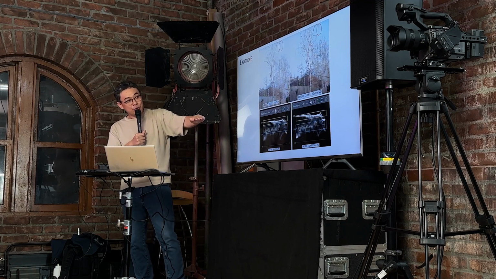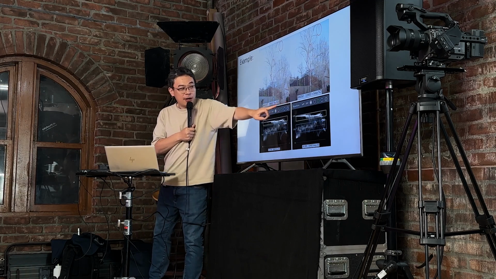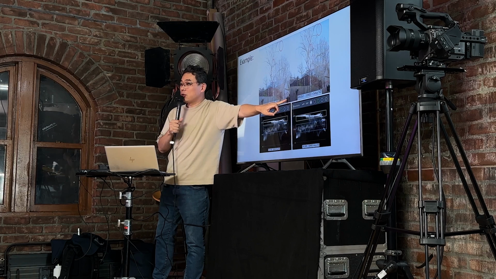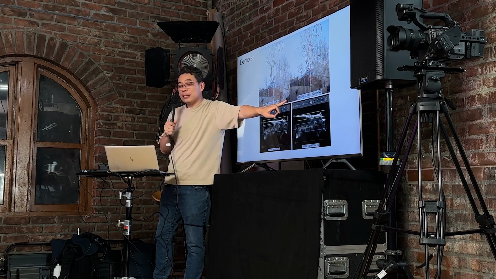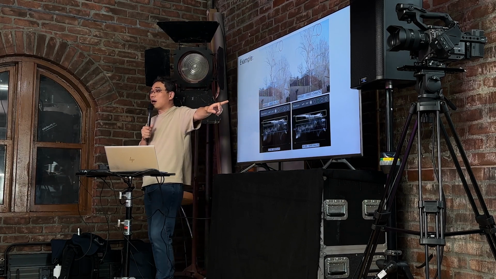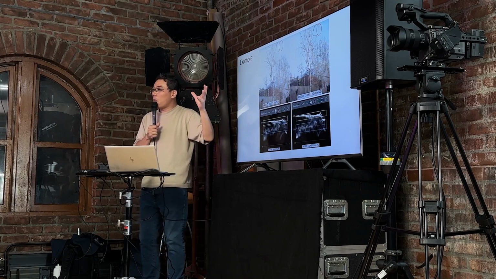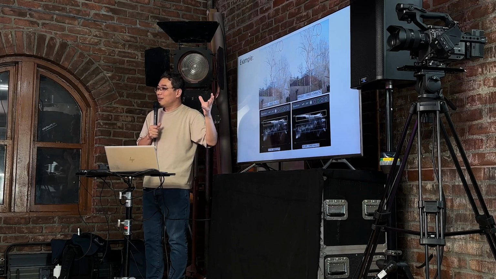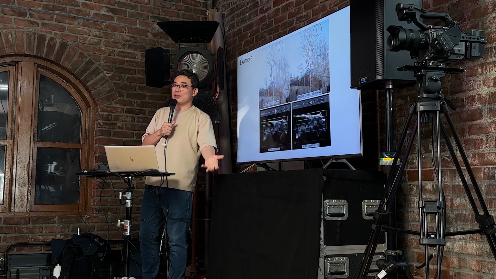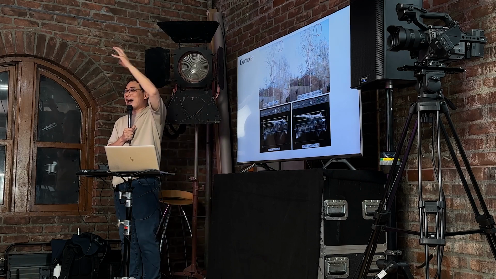However, there's an issue. Look at the tree. When you have a regular image, you can still see the detail, the leaves, and everything. On that one, it's almost crushed, right? And that's the downside. Why did the tree get crushed? Because we remove some of the dynamic range from the shadow information and give it to the highlight.